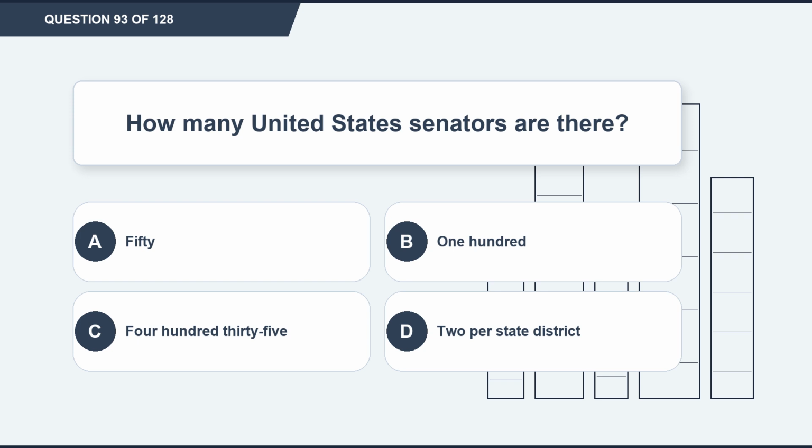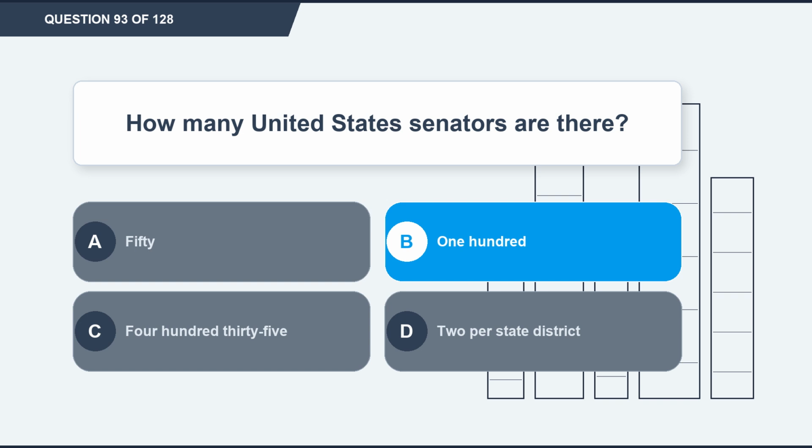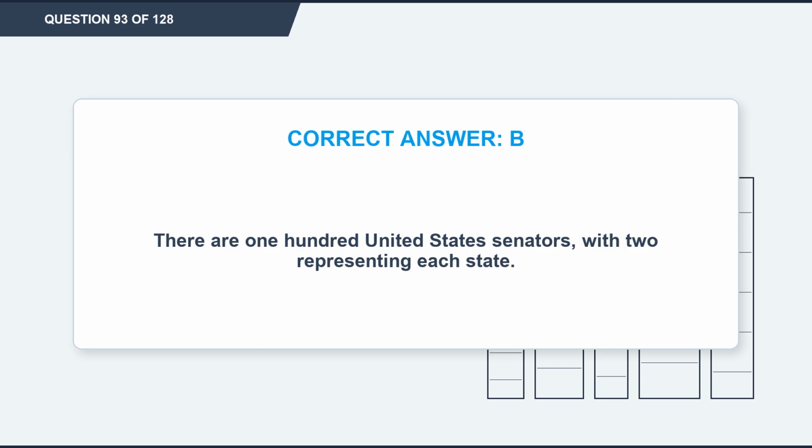Question 93. How many United States senators are there? Option A, 50. Option B, 100. Option C, 435. Option D, 2 per state district. The correct answer is option B, 100. Explanation. There are 100 United States senators, with 2 representing each state.